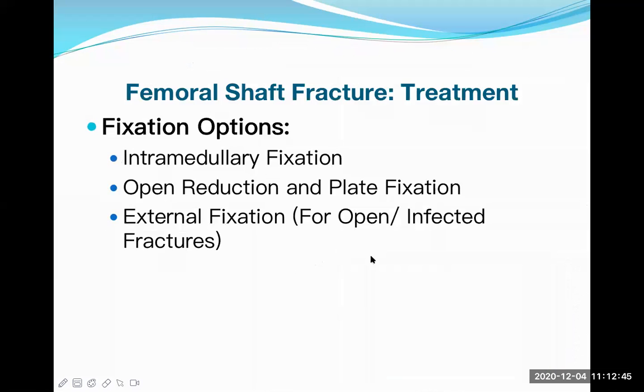So these are the fixation options. Once again, it is repeated here because this is a very important question from the exam point of view. One is intramedullary fixation, also known as intramedullary nail or intramedullary rod. Second, open reduction and plate fixation, plate and screws. And third is external fixation. And external fixation has its own indication for open fracture, infected fracture, and severe soft tissue injury. We definitely need to go for external fixation.